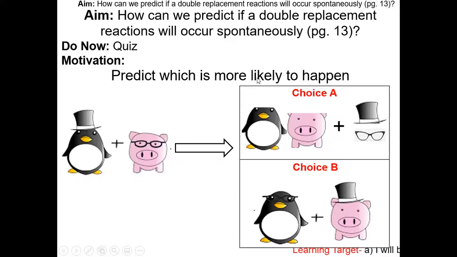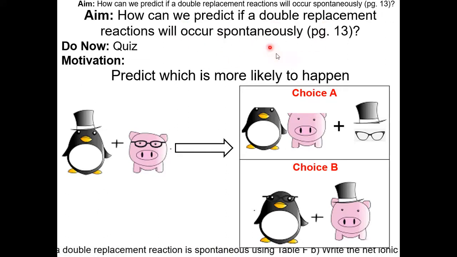This is my third video lesson for Unit 6A. In this lesson, we will predict if a double replacement reaction will occur spontaneously or not. So go to page 13 in the class packet.